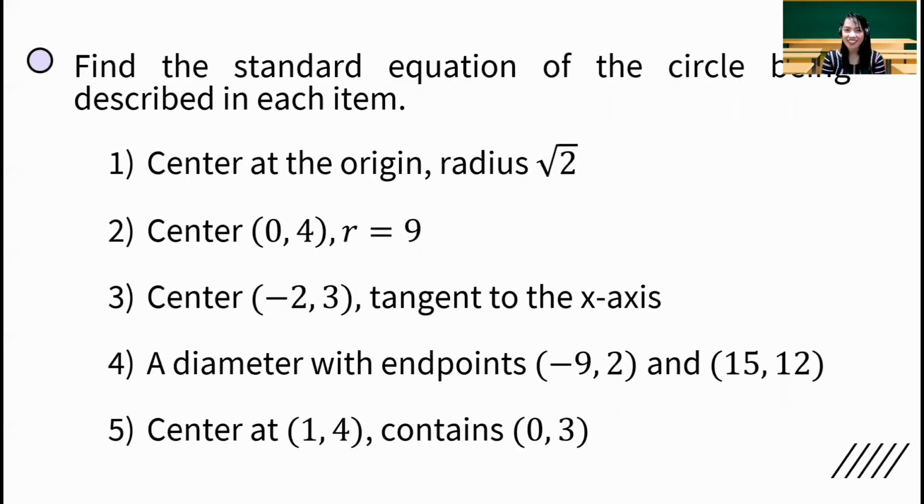Now, it's your turn. There are 5 items here given the center and the radius, and some have a clue. So you have to find the standard equation of the circle being described in each item.